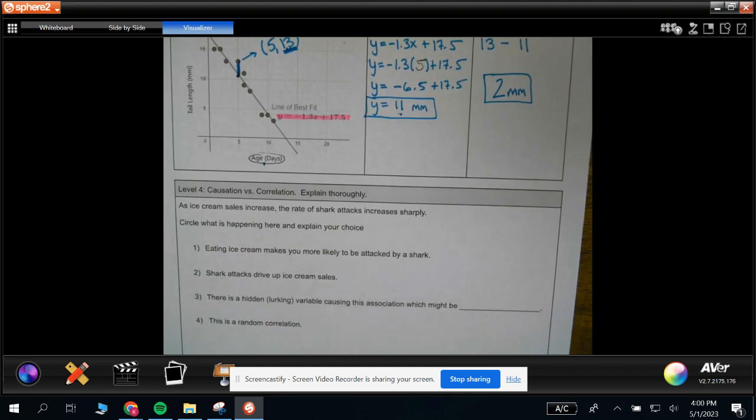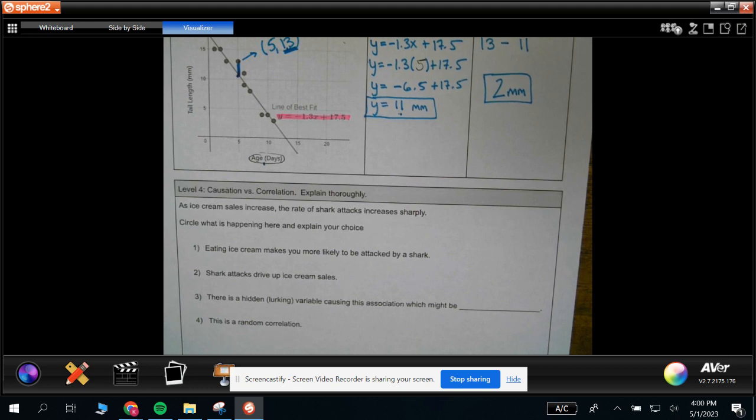All right, last one, causation versus correlation. We have to decide what's going on here. As ice cream sales increase, the rate of shark attacks increases sharply. Circle what is happening here and explain your choice. Well, is there causation? Does eating ice cream make you more likely to be attacked by a shark? Sure, sharks do enjoy a good burst of Rocky Road every now and then, maybe mint chocolate chip, but I'm not sure they can really tell.